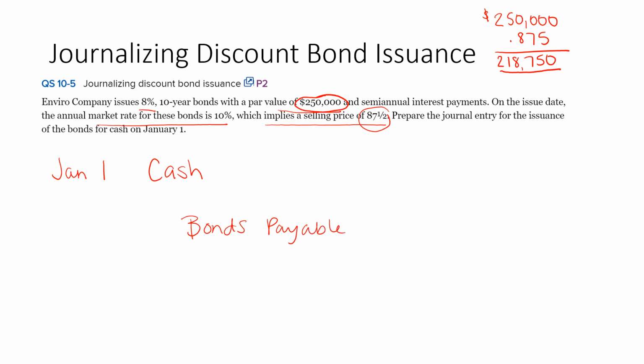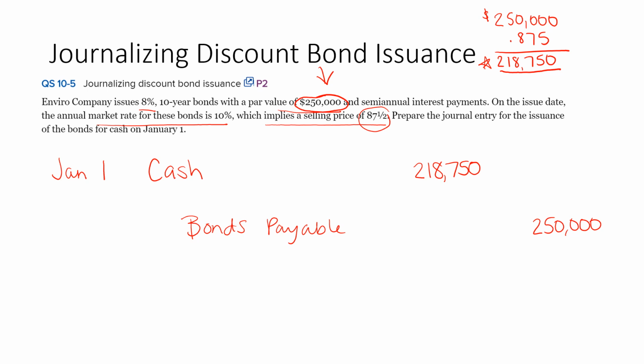So we'll do this part of the journal entry first. The cash amount that was received that we calculated is $218,750. The credit to bonds payable will be the face value or the par value of the bonds, which is $250,000. So now we have a problem because our journal entry does not balance. Our debit column is less than the credit column.